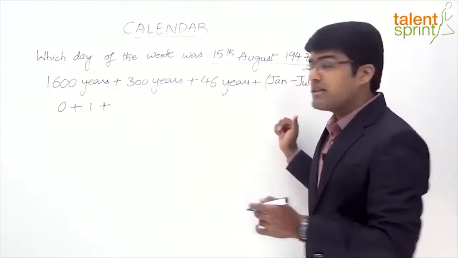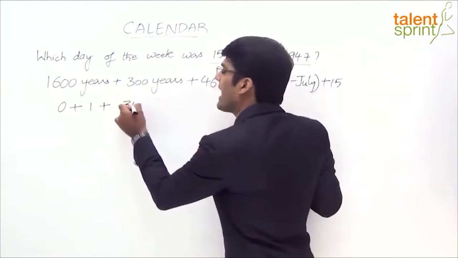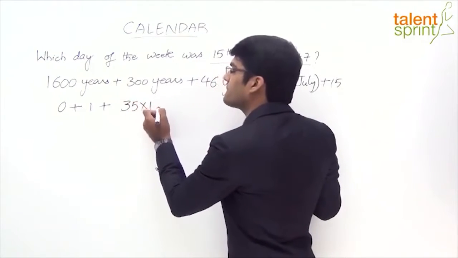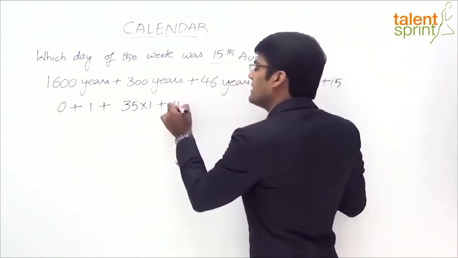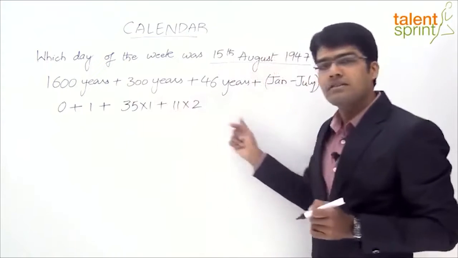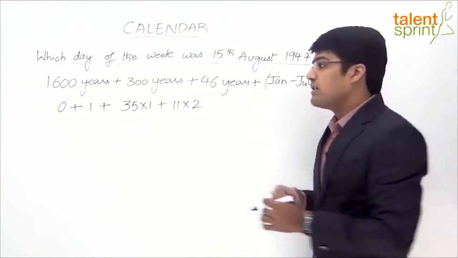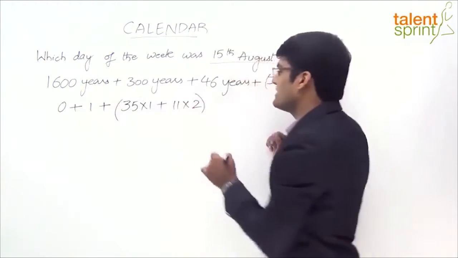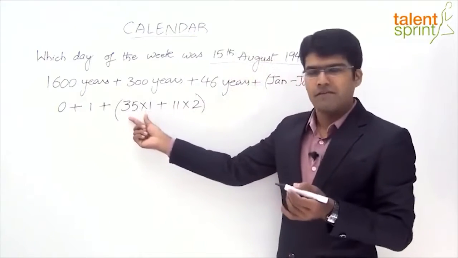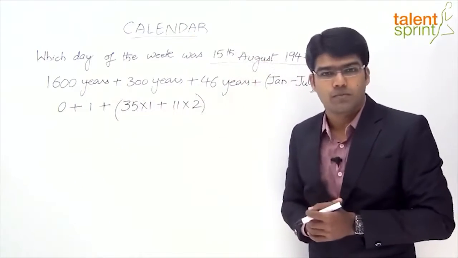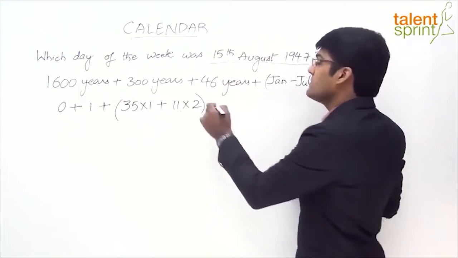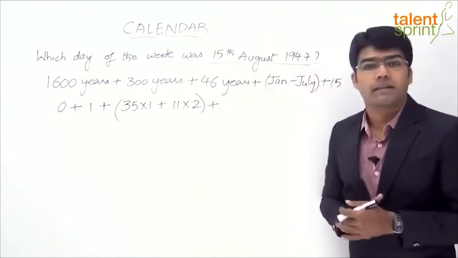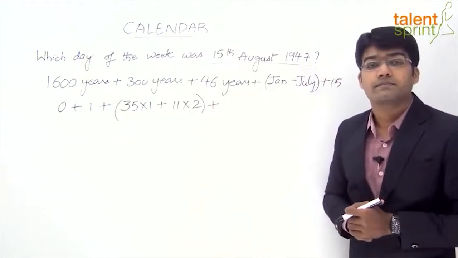Now, what will be the number of odd days? We know that each ordinary year will have one odd day. So 35 into 1 plus the number of leap years, which are 11. And each leap year will have 2 odd days. So 11 leap years into 2 will give you the number of odd days. So what is the number of odd days in 46 years? 35 into 1, which is 35, plus 11 into 2, 22. Right? So that will give us the number of odd days for 46 years. Now comes this part, January to July. How do we calculate this?